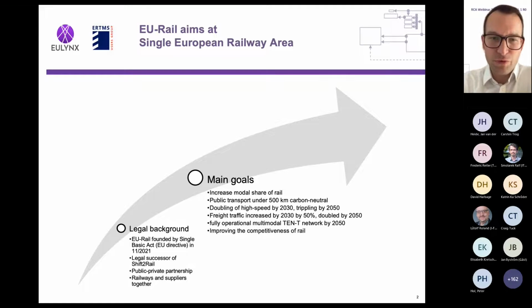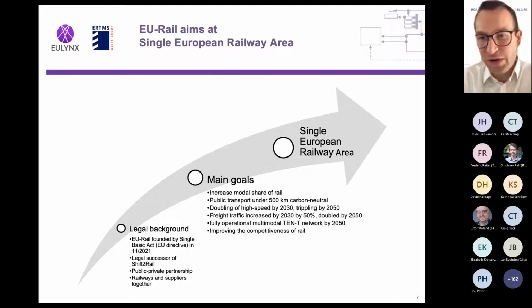So the main goals of this Europe's Rail program are to improve the overall railway system, which means having in the end a higher modal share of the railway in transport, having all the public transport in medium range carbon neutral, and then you see the kind of political numbers like doubling high-speed traffic or even tripling it by 2050, a lot more freight traffic on the railway, and quite important, of course, for all the railways, having a fully operational TEN-T network, so that all cross-border traffic could run seamlessly and have in the end more competitiveness of the railway. All of this should lead us to a single European railway area in the end. So this is the whole goal, coming from the quite fragmented railway area, even though we have some standards like ETCS that allow cross-border traffic.